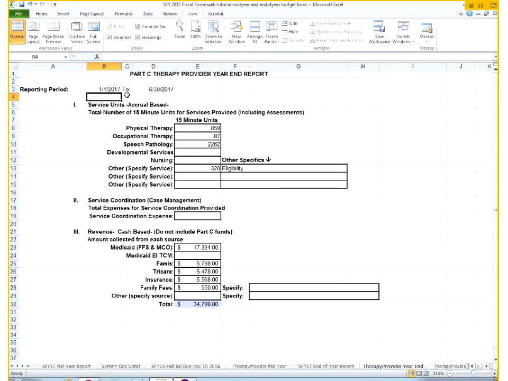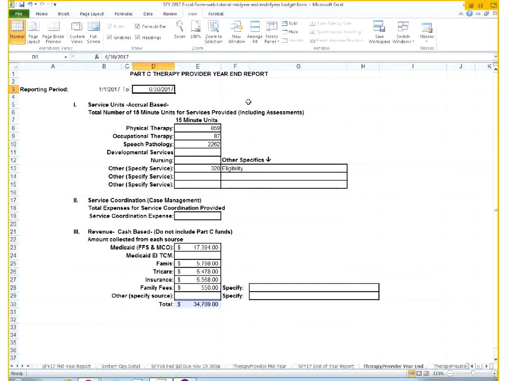There's one major difference between a therapy provider year-end report and the system year-end report, and that's the reporting period. For the therapy provider year-end report, you are reporting on the second half of the fiscal year. So your first date you're going to type in is 1/1 of the current fiscal year, and then your end date is going to be June 30th. You only report on the second half of the fiscal year.